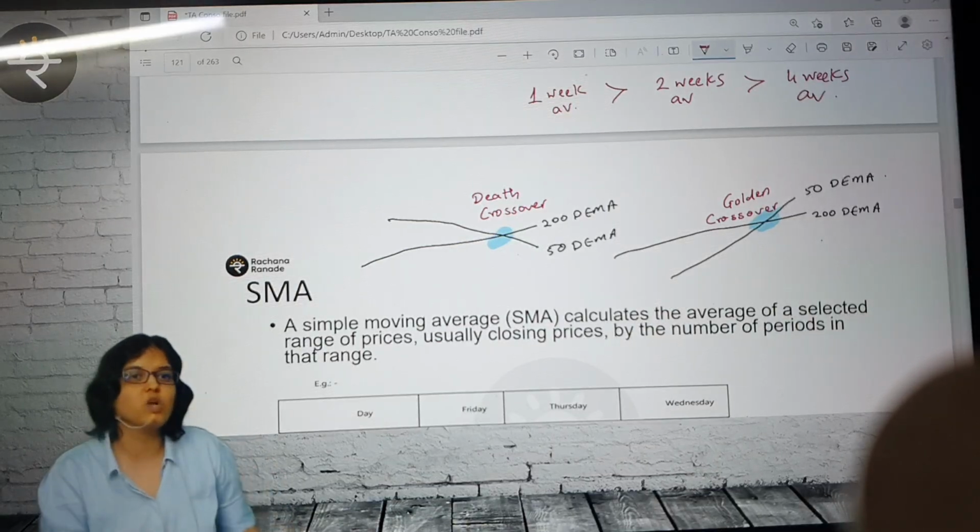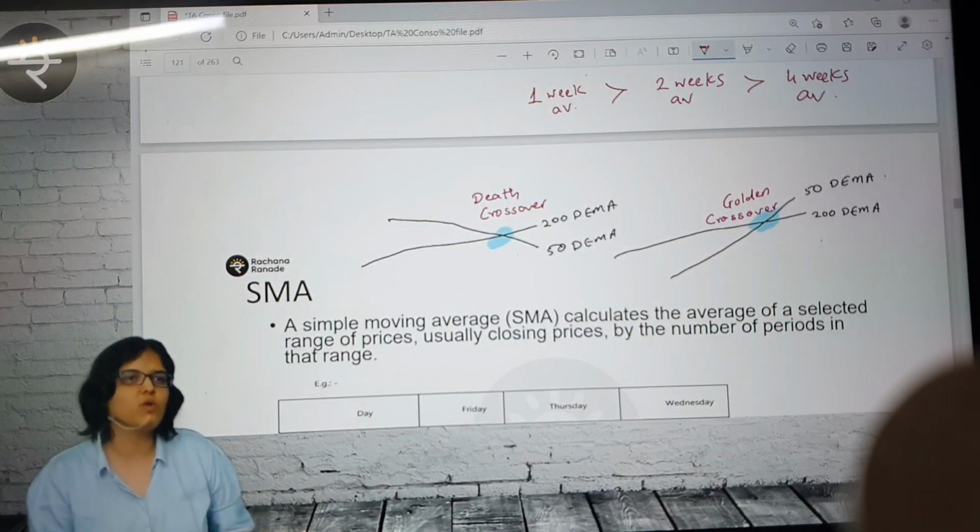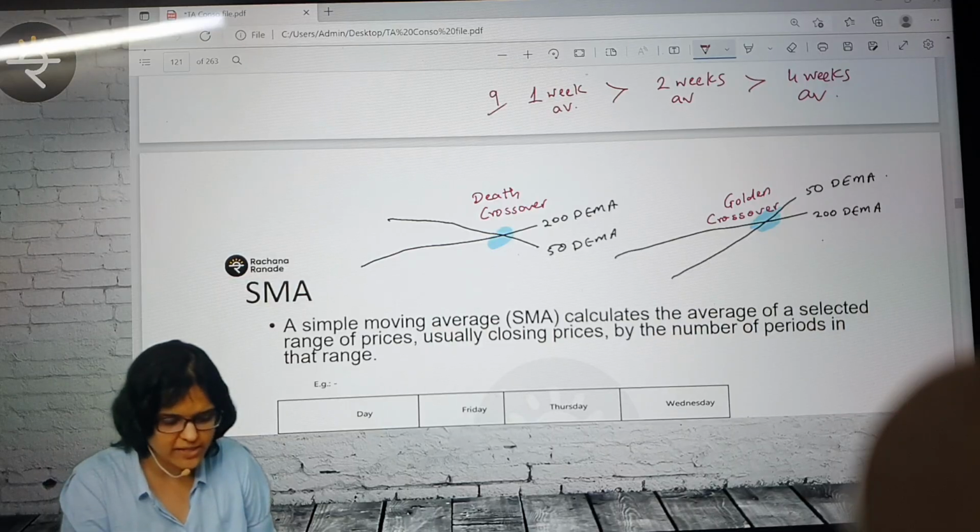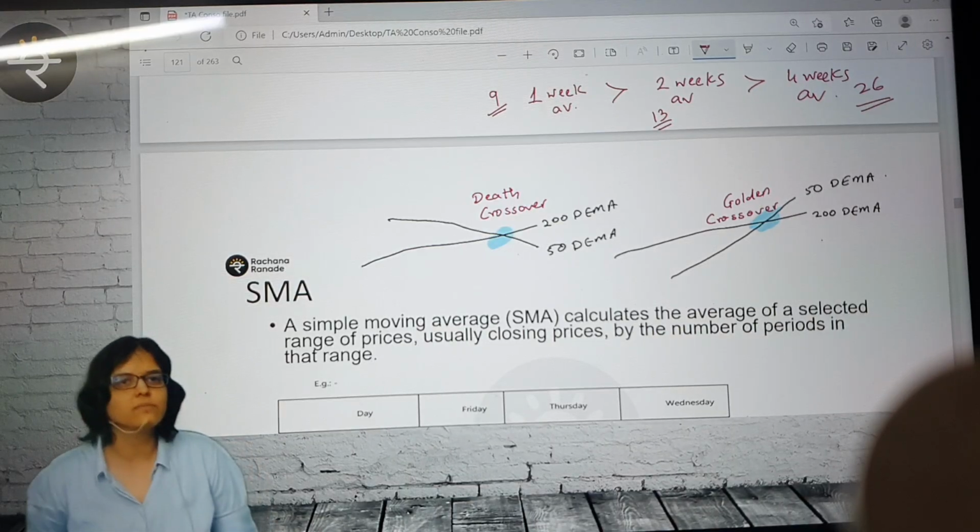Why wouldn't you want this? Can I say in the short term you're doing much better? Short term you're doing better than the medium term, short term you're doing better than the long term also, if I compare this. So you take this generally as 9 days, 13 days, 26 days.